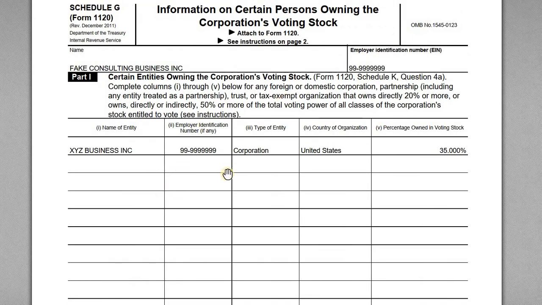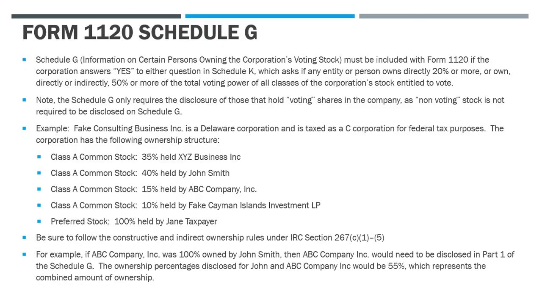There's just a few things to really focus on and highlight. Again, it's voting stock only. So we've got preferred stock here, 100% owned by Jane, taxpayer. But again, it's preferred shares, so she doesn't have any voting rights in the company. She gets preferential treatment on dividends, and if the company is liquidated, she'll be paid out first. But this is non-voting stock. So even though she owns 100% of this type of stock, it's not disclosed.